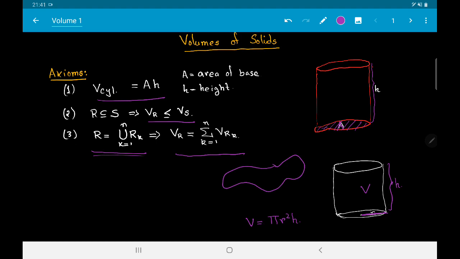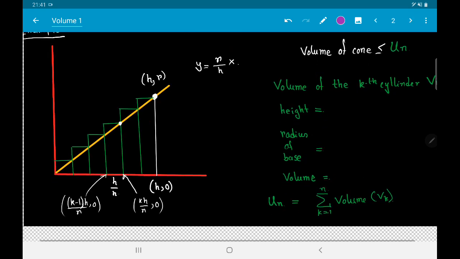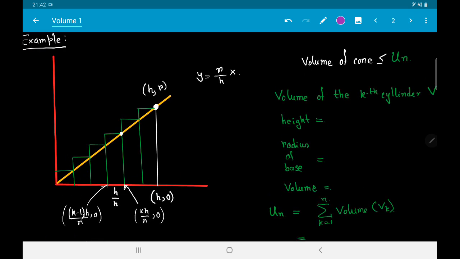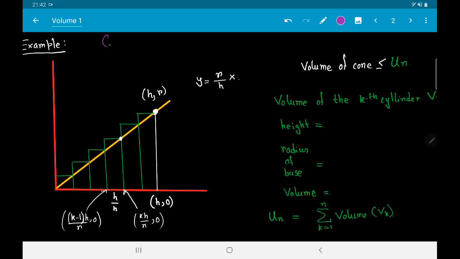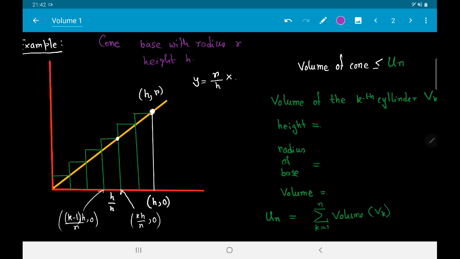So let us go forward and look at a concrete example. Here we are looking at a cone with base of radius r and height h. We may visualize this cone as it is drawn in the figure.